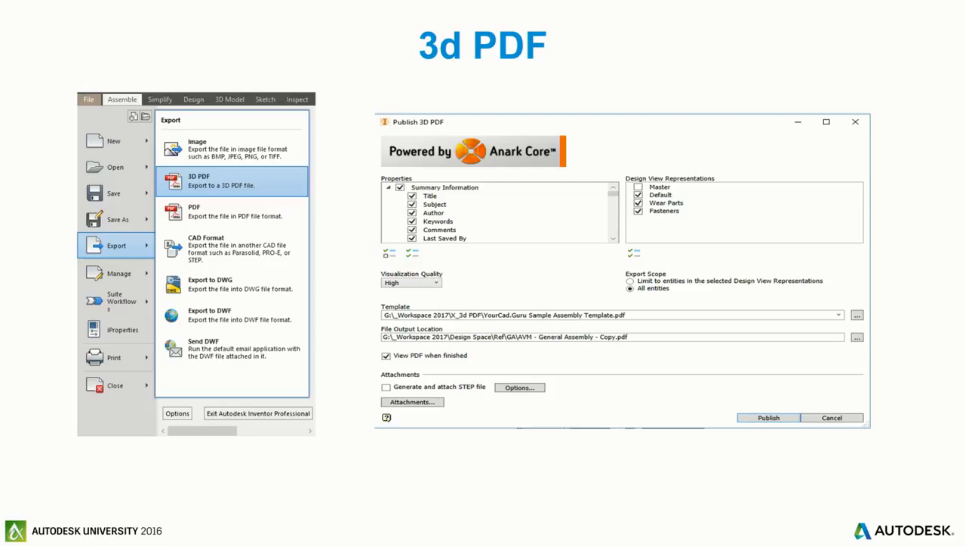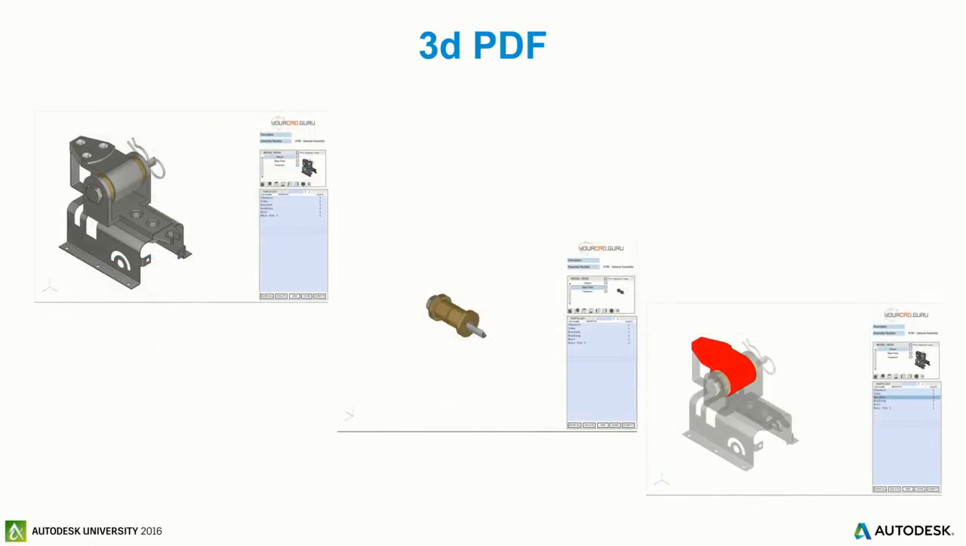Pick your vision quality. View it. You can do a step file. You can even add attachments to it for other documentations like a DWG, another PDF. From there, you can save it. You have to pick a template you want. You have to pick where you want it to save. This is a typical 3D PDF that you can move around.